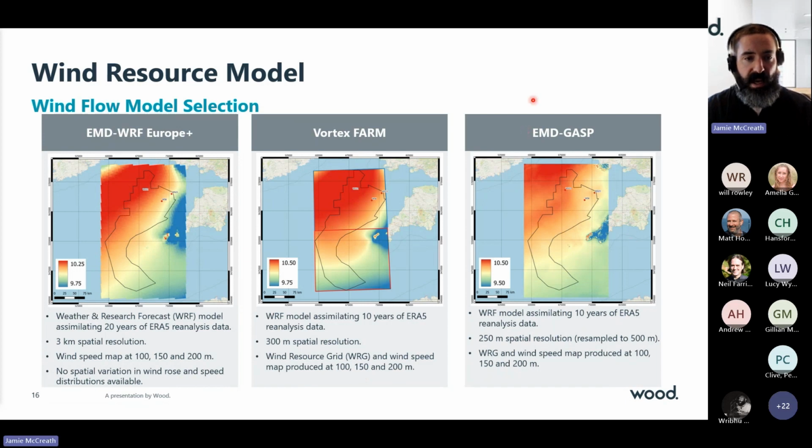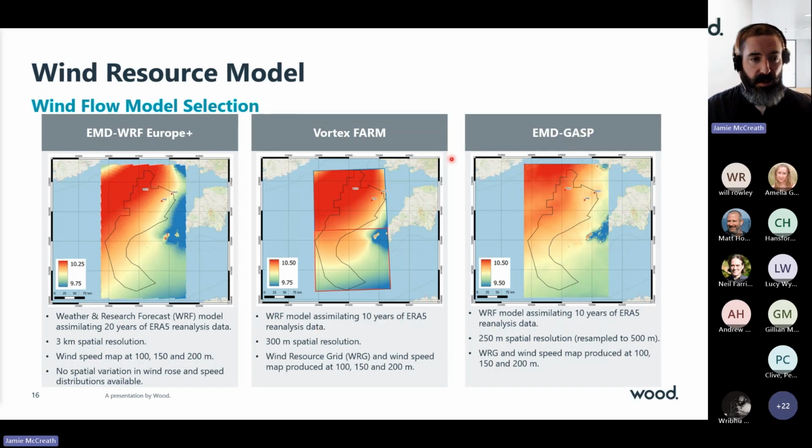And then the ENGIE model is essentially the same as the Vortex farm. It's using WRF again. It's available at 250 meter spatial resolution, but given the large volume of data and the relatively low variability, this was resampled to 500 meters. And again, this also produces a wind speed map, and it has a wind resource grid associated with it at 100, 150 and 200 meters.